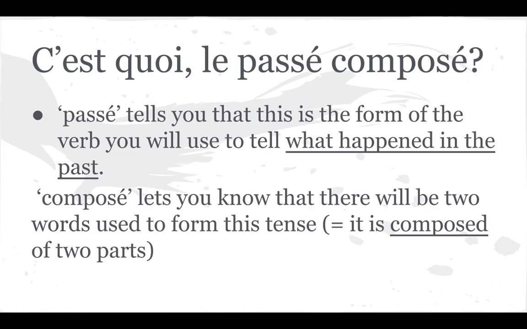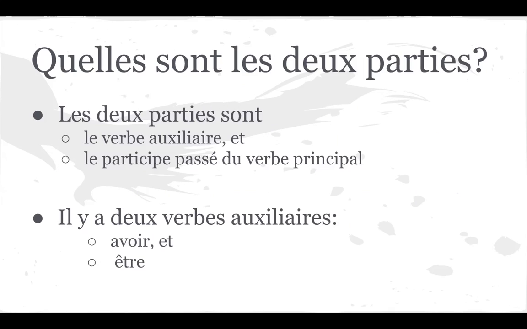The word composé in a tense in French means that this is a compound tense. It's made of more than one part. Specifically, it's made of two parts. Now, what are these two parts? They are the helping verb and the past participle of the main verb.